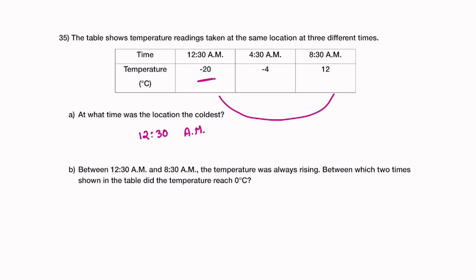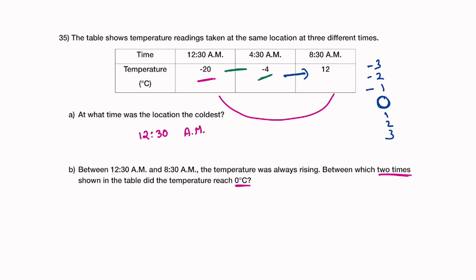Between which two times shown in the table did the temperature reach 0? Where do you think the 0 would have been? Do you think there would be 0 in between this? Of course not, because it's going to be minus 20, minus 19, minus 18, minus 17, and so on and so forth until minus 4. And what happens after that from here to here? You will have minus 3, minus 2, minus 1, and then 0. Then it starts 1, 2, 3, right? That's how the number line also works.